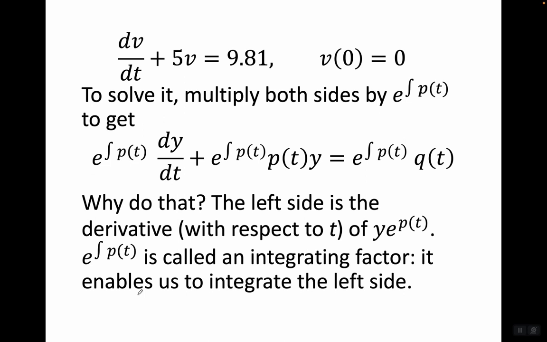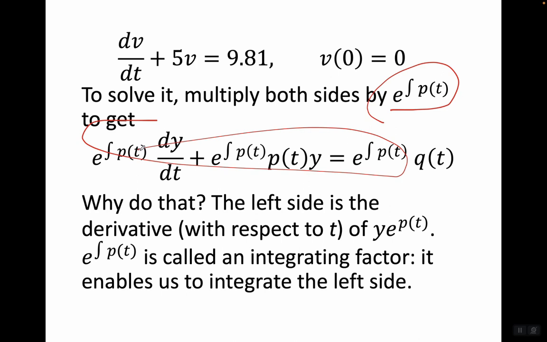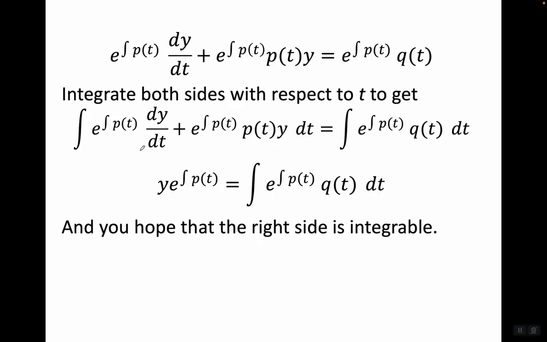Awesome. So to solve this linear first-order differential equation, multiply both sides by e to the integral of p of t, and then we're going to get this. Why do we do this? We've seen that earlier. The left side is now the derivative with respect to t of y e to the integral of p of t. E to the integral of p of t is called an integrating factor. It enables us to integrate the left side. So this is what we want our differential equation to look like. We integrate both sides with respect to t. This is what we get.